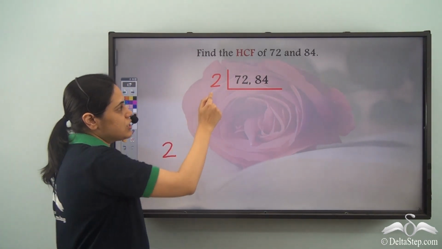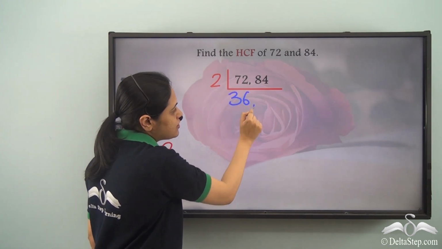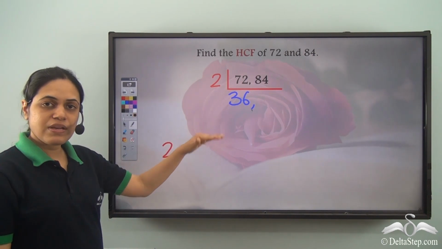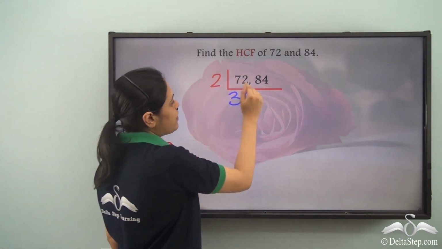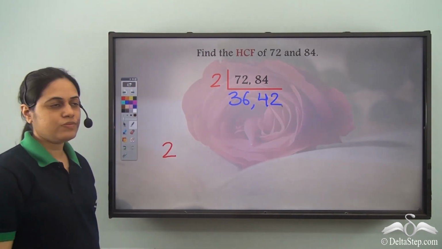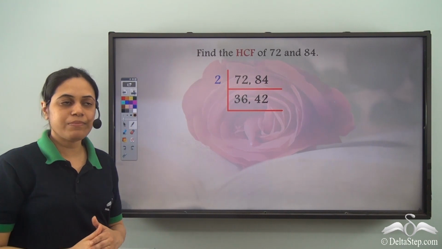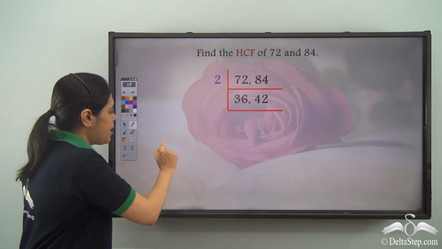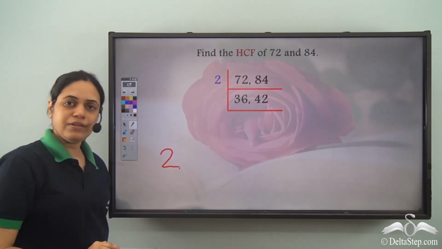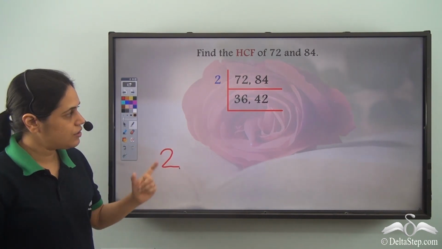Now the quotient I get when I divide 72 by 2 is 36. So I write it below 72. 84 divided by 2 gives me 42. So this is what I have. What is the next number? Well, I check with 2 once again. So because I have 2 here, I'll check with 2 once again.